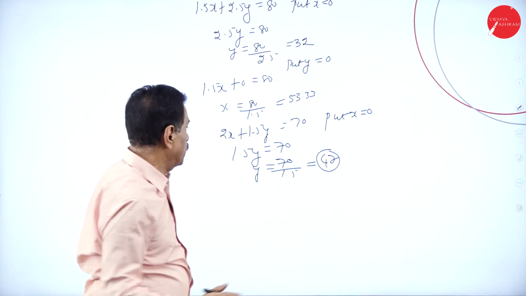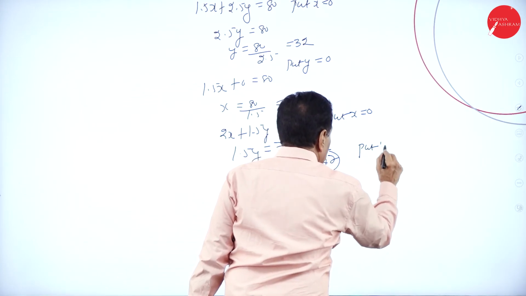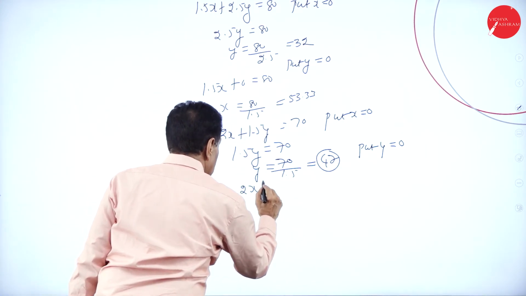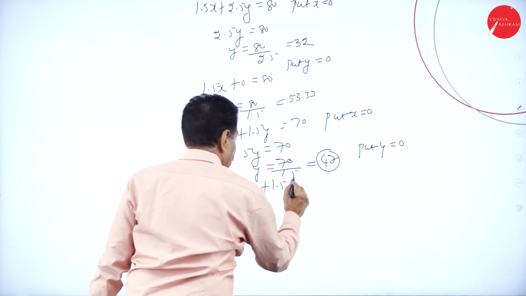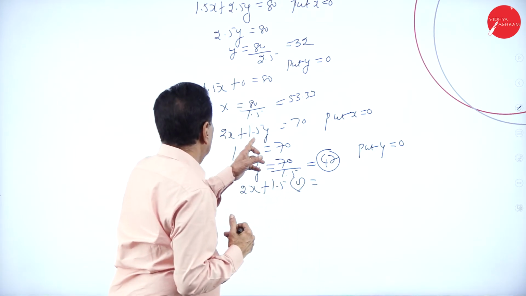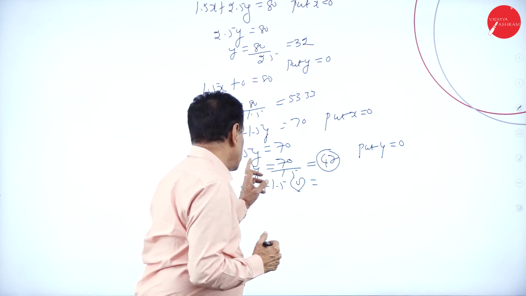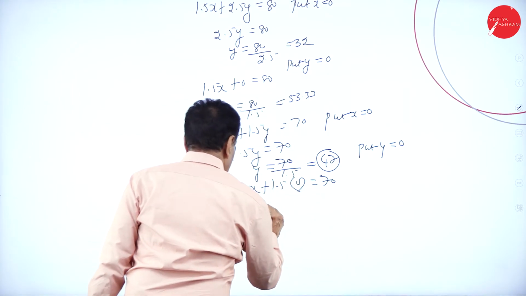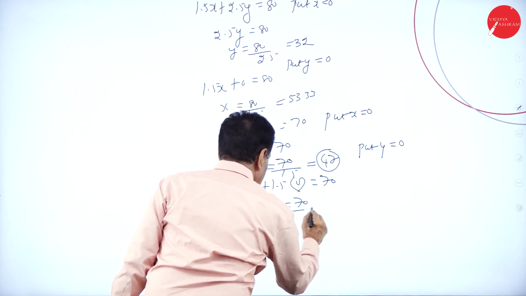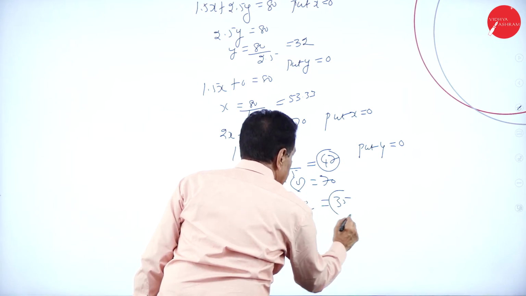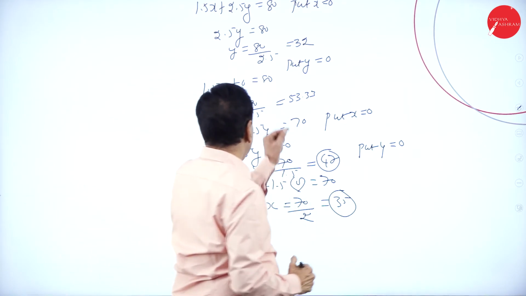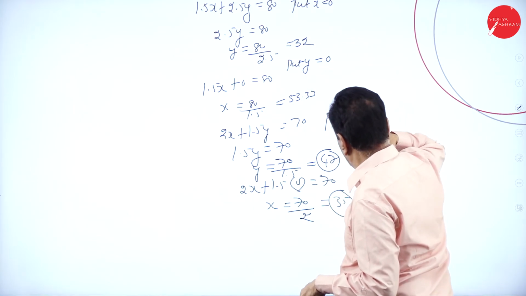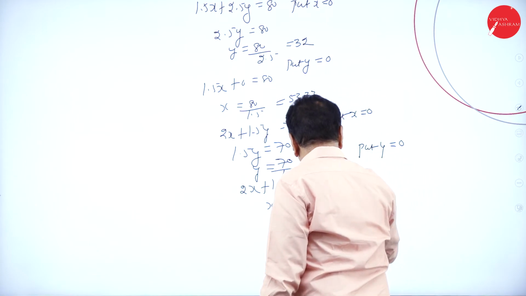Then put y is equal to 0. So 2x plus 1.5 times 0 is equal to 70, so x is equal to 70 divided by 2, which is 35. So for the first equation, y is 32 and x is 53.3, and for the second, y is 47 and x is 35.